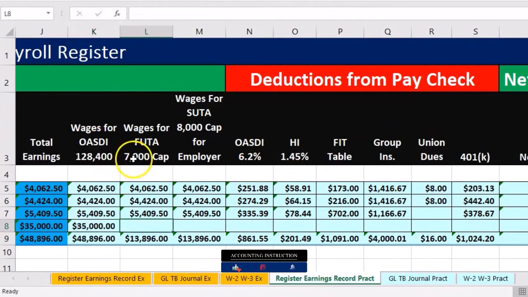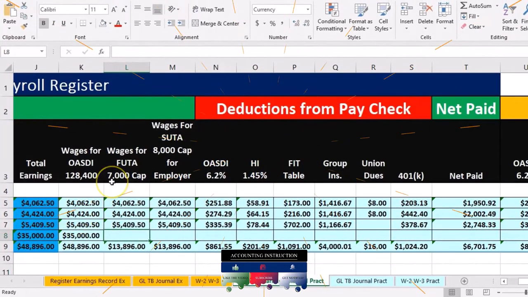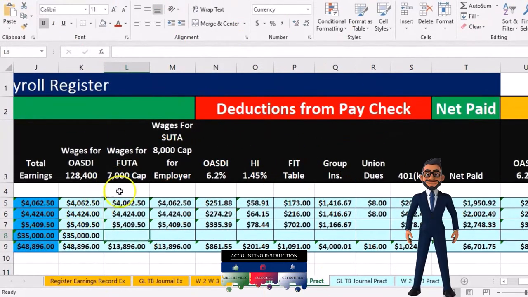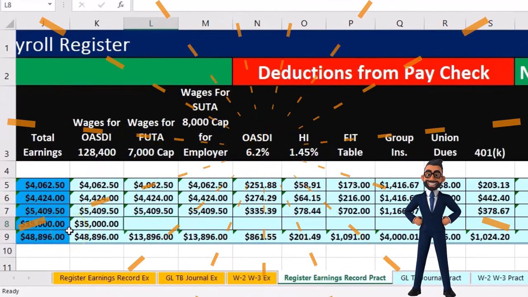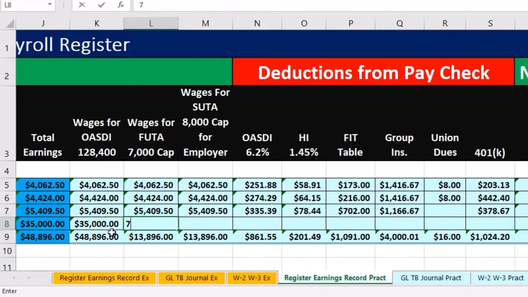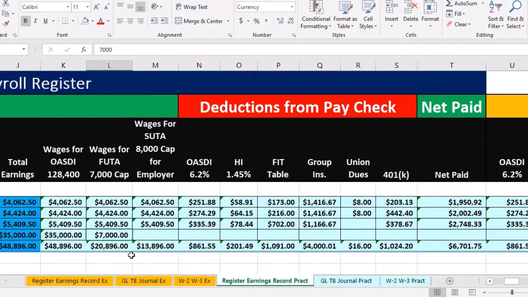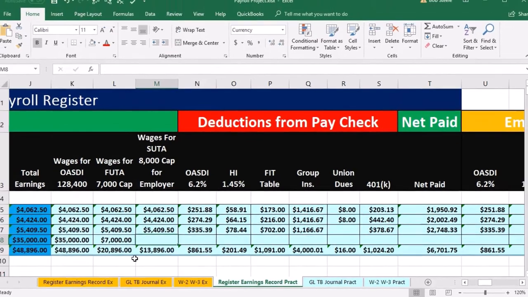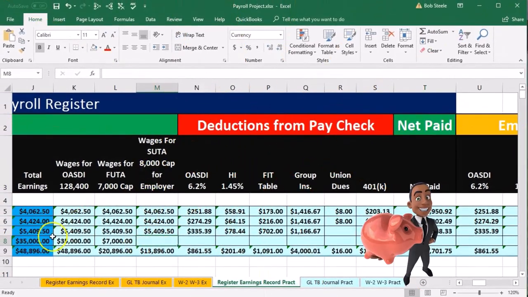FUTA, however, she completely cleared the 7,000 cap. So we're capping it at 7,000. And that's the most confusing thing. You know, these caps are kind of confusing. So she got up to 7,000 already, so we take the lower of the two, or 7,000. We could use an if-then formula to logically calculate that in Excel, but I won't get into that right now. This is just the logic of payroll. Maybe we'll do one later. So then we've got the 8,000, she hit the 8,000, which is lower than the 35, so we cap it at 8,000.